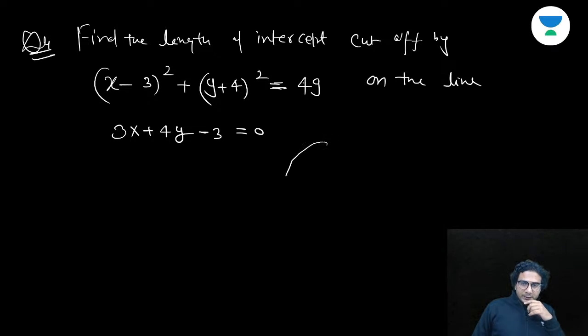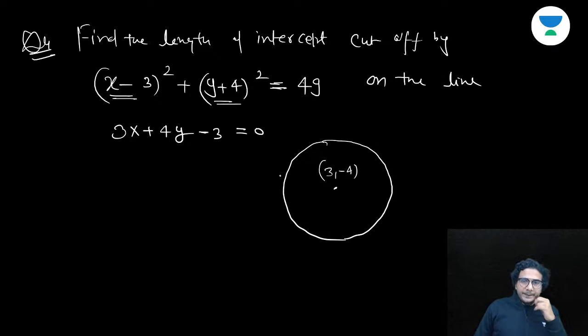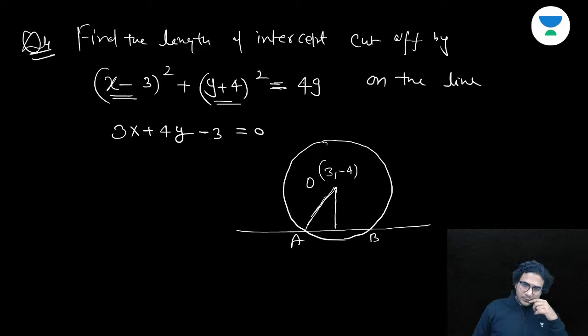So we know the center of the circle. What is the center of the circle? Center of the circle is 3 comma minus 4, right? Just put this equal to 0 and this equal to 0, you'll get the center. So x is equal to 3 and y is equal to minus 4. Now this line, let's say this line cuts the circle at A and B. This point is, let's say, O. If I join OA and drop a perpendicular, this is say C, point C. So let's write OC first.